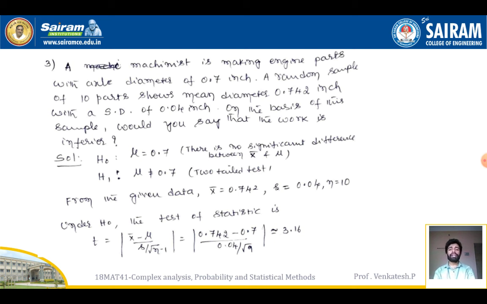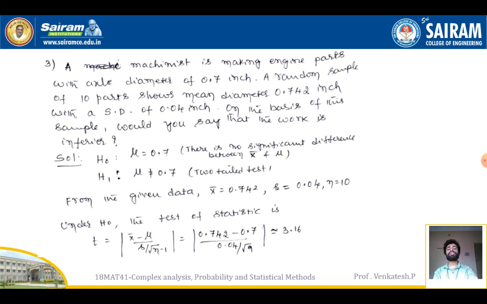Now from the given data we have x bar equal to 0.742, s equal to 0.04 and n equal to 10. Under the hypothesis H0, I'm taking the formula t equal to modulus of x bar minus mu by s by square root of n. On simplifying, 0.742 minus 0.7 divided by 0.04 by square root of 10, I get 3.16. So the value of t is 3.16.